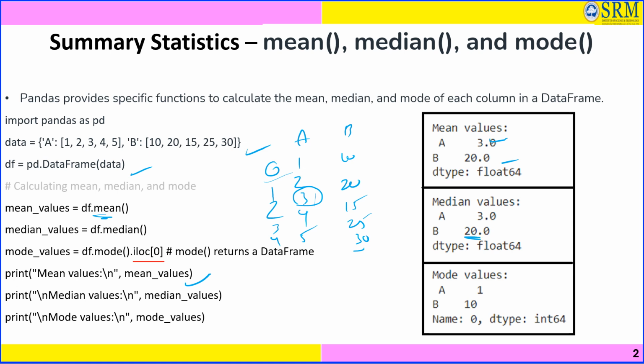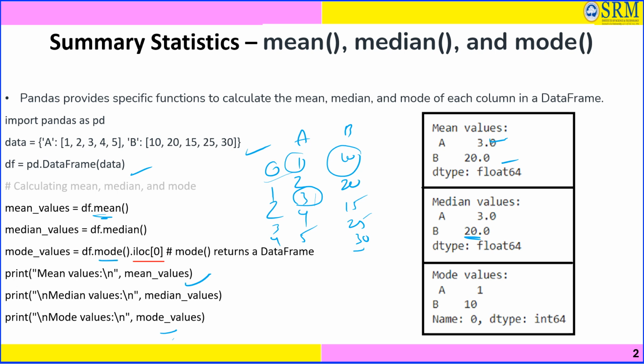So the other median value is 20, so you can find it out. Okay, so the next one is mode value. Mode value is the most frequent occurrence. We have to take the first value only, because this mode value is df.mode.